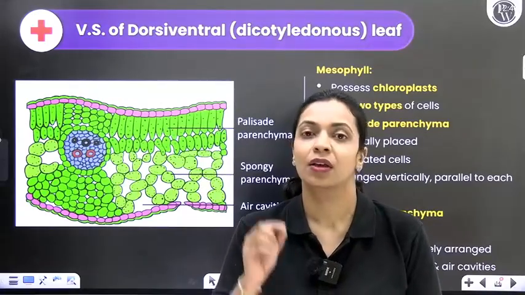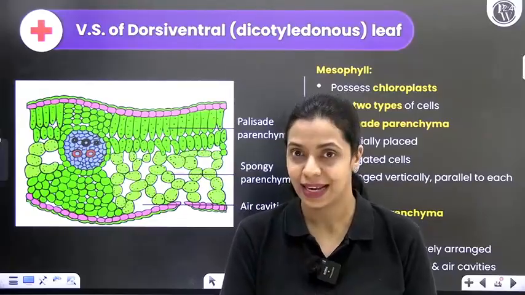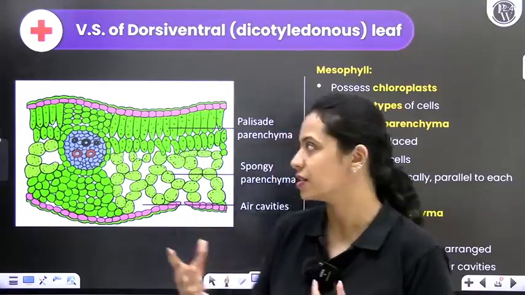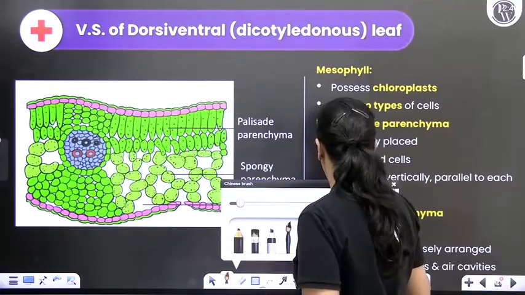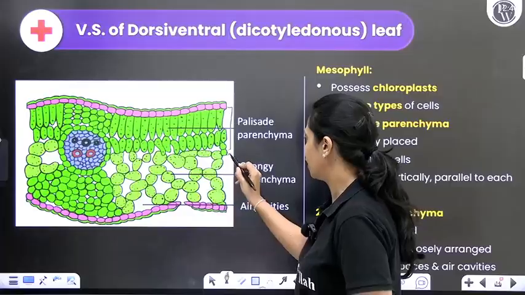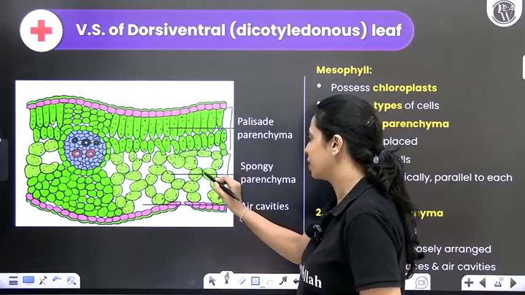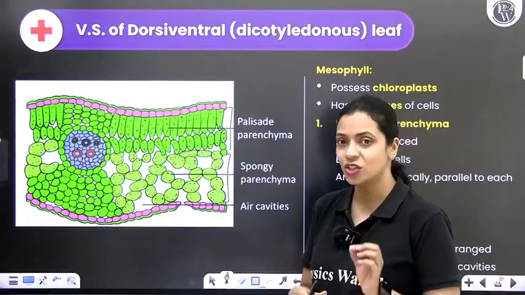The rod-shaped parenchyma cells are called palisade parenchyma. Palisade is basically referring to its rod shape. So this is your palisade parenchyma. Over here at the bottom, you have fewer cells that are spherical with a lot of intercellular spaces. That is called spongy parenchyma. Why?